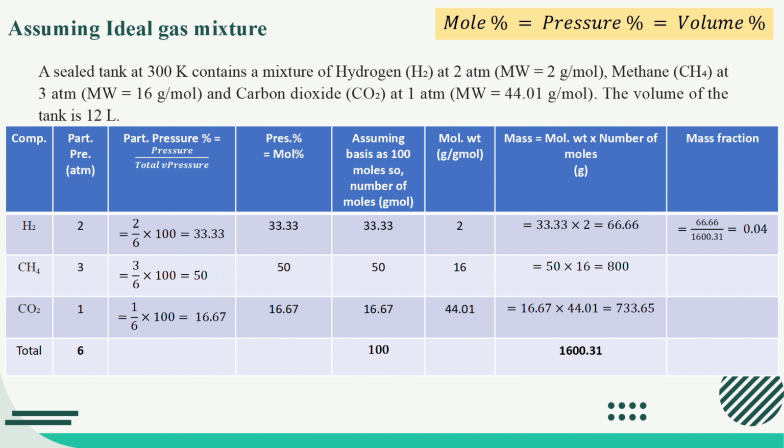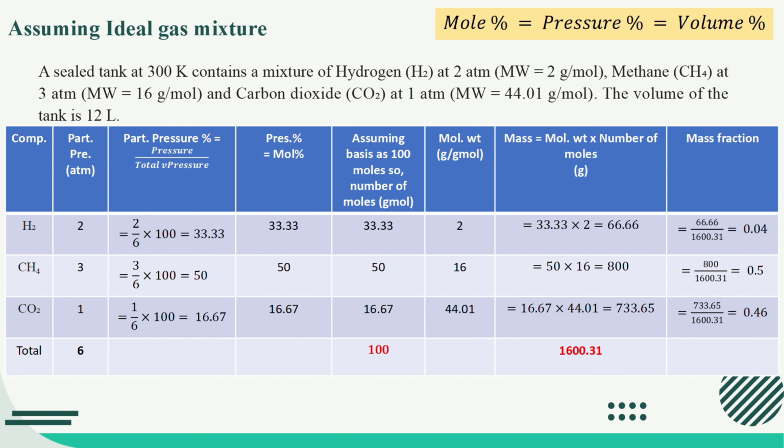Now to find the mass fraction, I have to find the ratio of the mass of each component to the total mass of the system. For hydrogen, it is 66.66 and the total mass is 1600.31, so the ratio will be 0.04. Similarly, I calculate for the other two components. For methane, the ratio of 800 and 1600.31 is 0.5. Similarly, it is 0.46 for carbon dioxide.